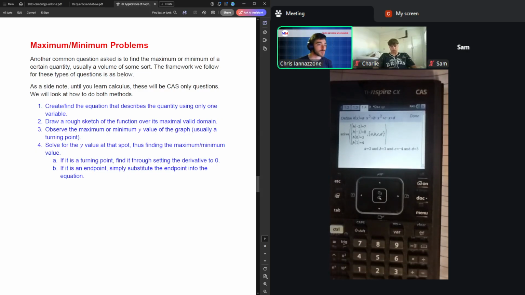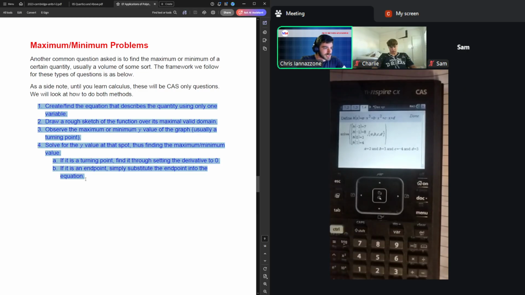Cool. Okay. Now, another very common question that will show up will be to find either the maximum or the minimum of a certain quantity. Usually you're doing maximums, although it doesn't really matter whether it's a max or a min. The procedure is identical. All you'll be doing is interpreting it a little bit differently. So, how do we do it? This right here is a generic procedure for doing any maximum or minimum problem.